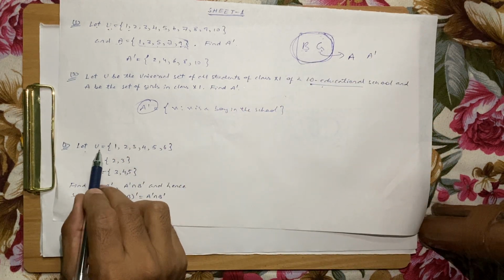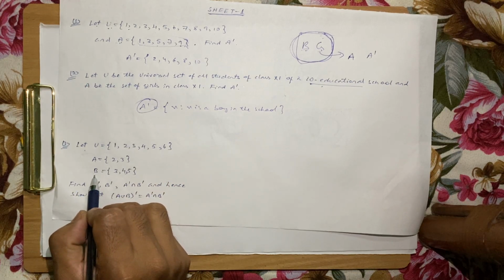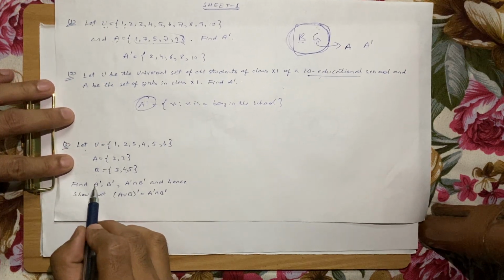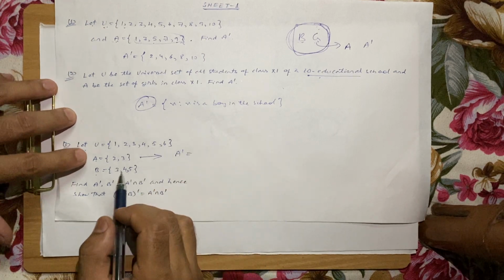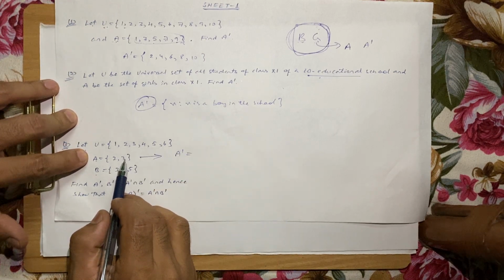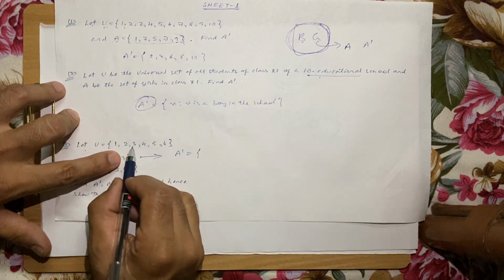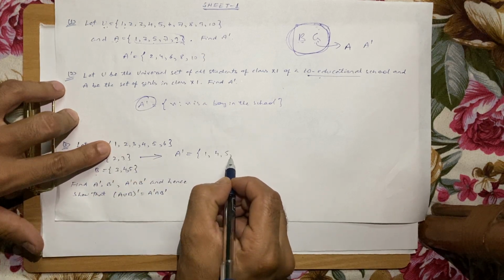Now here also, let U be 1 2 3 4 5 6. This is the universal set. There is a set A and there is a set B. The set A has two elements, 2 and 3. You need to find A dash. So A dash will be the elements that are not present in the set A when compared to the universal set. 2 and 3 are present, so I'll not include 2 and 3. I'll include the rest of them, that is 1, 4, 5 and 6.